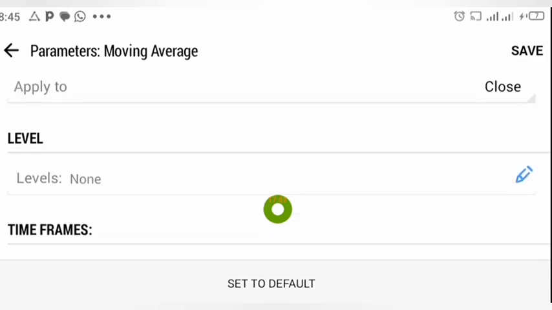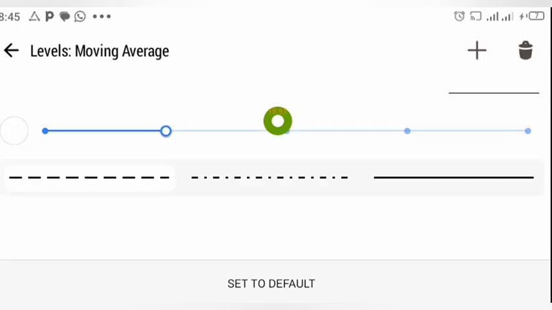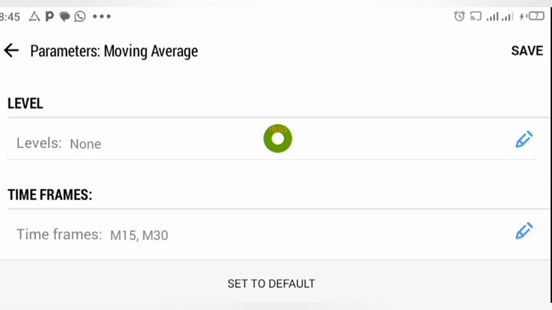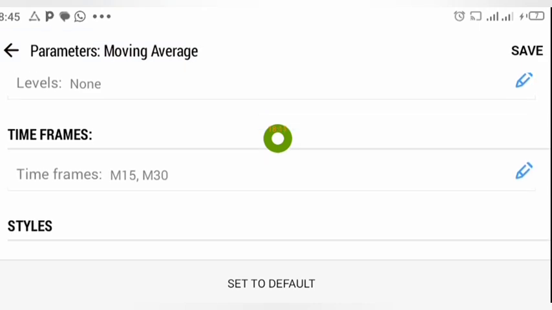So yeah, you're going to come to this pen here, and what you're going to be doing there is setting the levels to none. Put the levels as none. The thickness should just be none too. So you don't have to complicate your chart. As for the time frame I use, you can just put only the 15 minutes time frame.